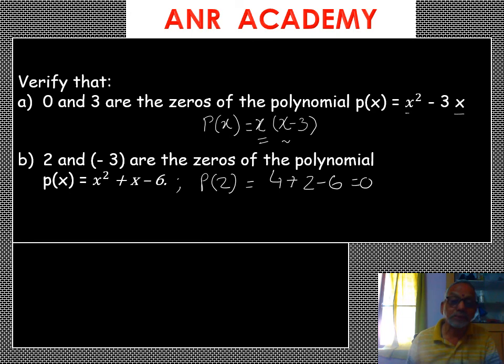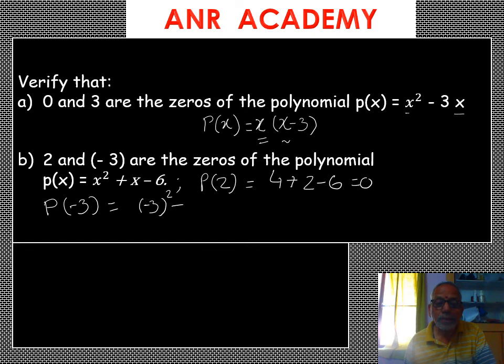So now let us find the value of p of minus 3. What is the meaning of p of minus 3? You have to replace the value of x here by minus 3. So minus 3 whole square plus minus 3 minus 6. Always you have to keep a minus number in a bracket. That thing we should not forget. Clear? So what is the value of minus 3 whole square?